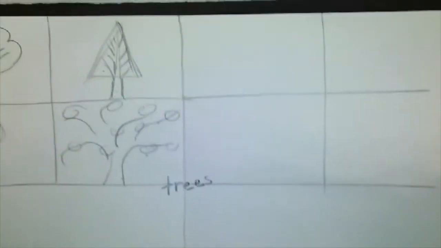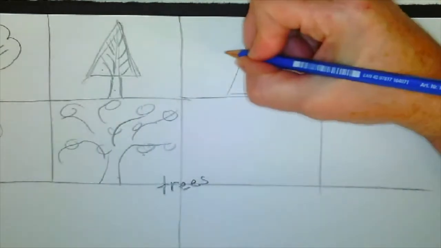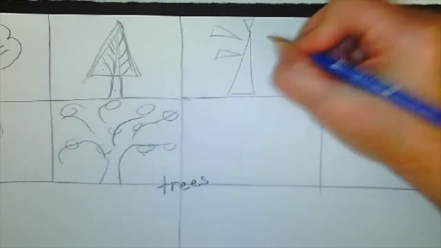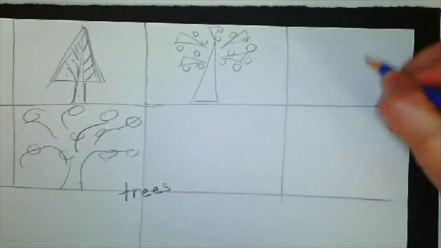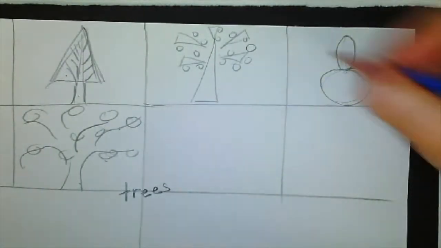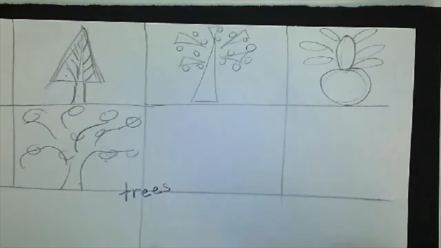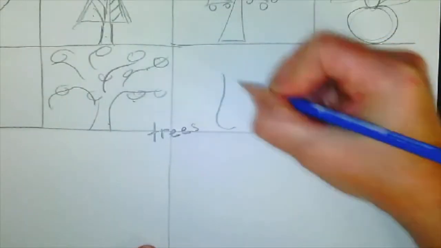What about something a little bit more fun? What if I took that triangle shape from my houses and did a tree with just triangles and circles? I have a trunk, I have branches, and I have leaves. Now when I'm doing trees, I'm thinking of trunks and branches and leaves.